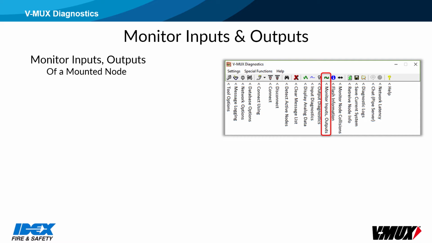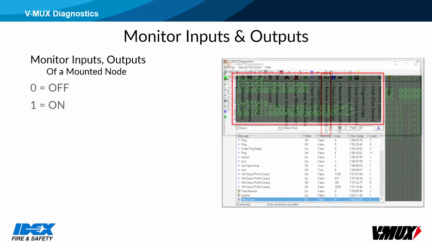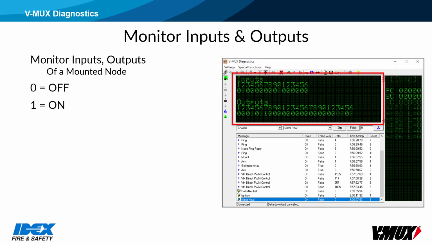Monitor Inputs and Outputs is used to show a digital representation of input and output states of the mounted node. 0 means off, and 1 means on. In this example, outputs 4, 6, and 7 are on.